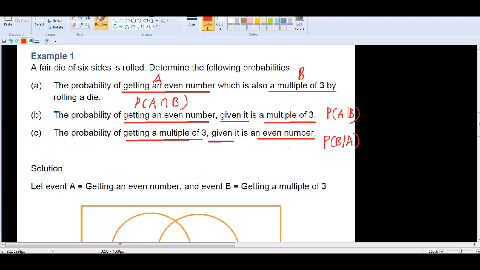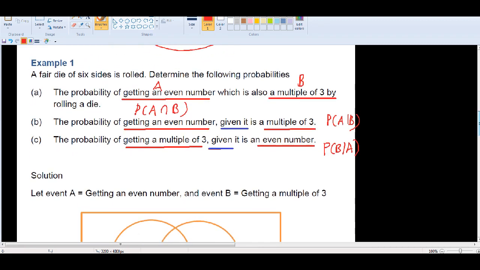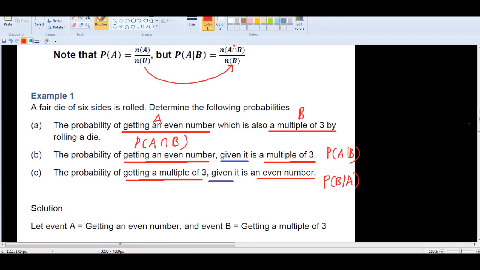So if you've got three definitions, how can we do them? If you just consider separately the probability of A, which is just an even number, we know there are 3 even numbers and 6 outcomes, so it's 1/2. And when you consider B, a multiple of 3, there are only 2 multiples of 3, which are 3 and 6. So 2 out of 6, which is 1/3. So you've got the probability for A and the probability for B.